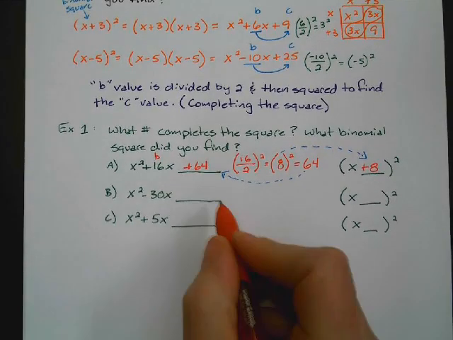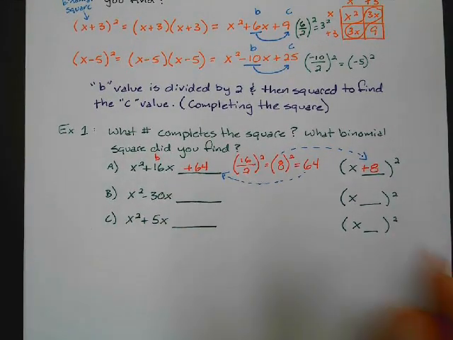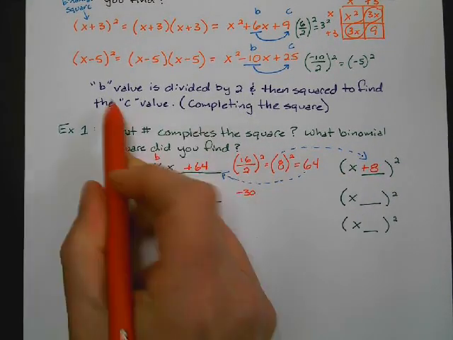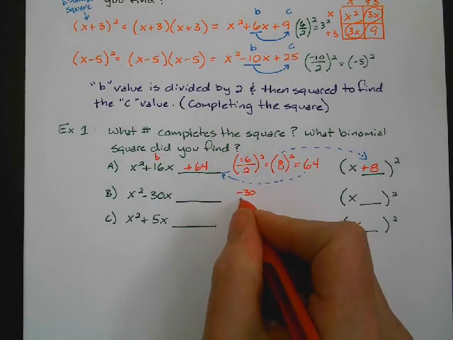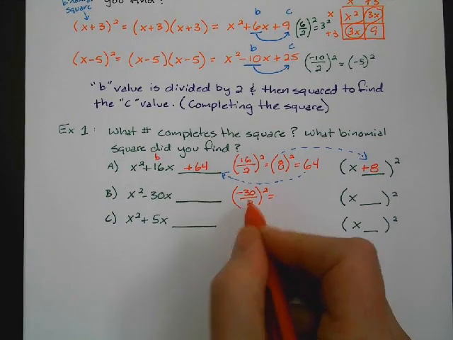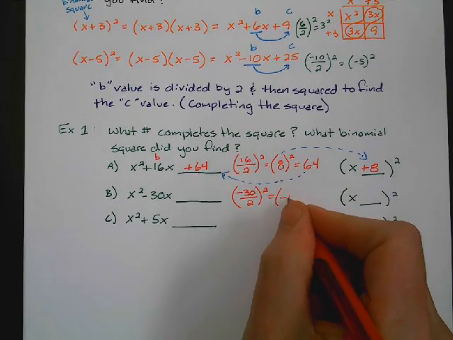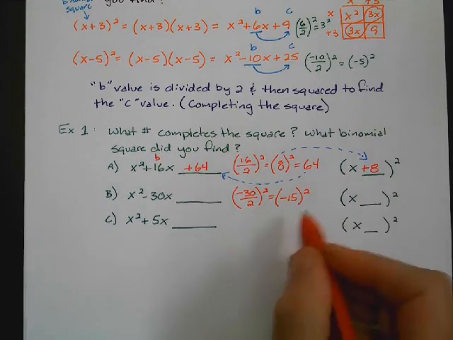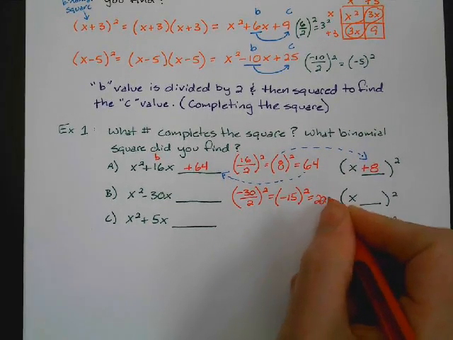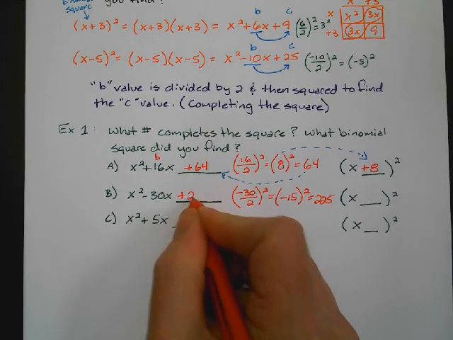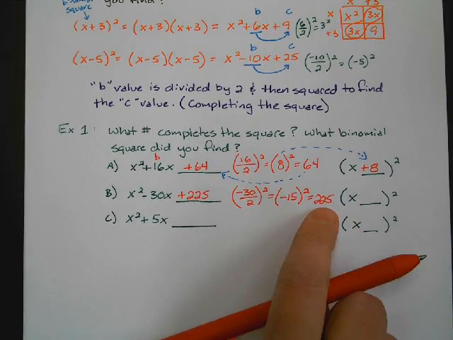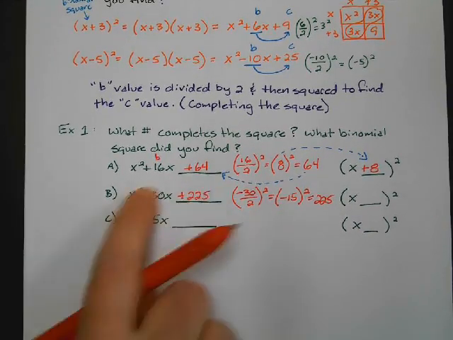If you want to feel really saucy, you can try this one out on your own. Hit pause or something. But I'm going to take negative 30. The process we said is divide by 2 and then square it. So negative 30 divided by 2 is negative 15. And then we all know that negative 15 squared is 225, of course. So we get positive 225. We're always going to get positive 225 because when you square a number, it always becomes positive. So this 225 is the number that completes the square over here.